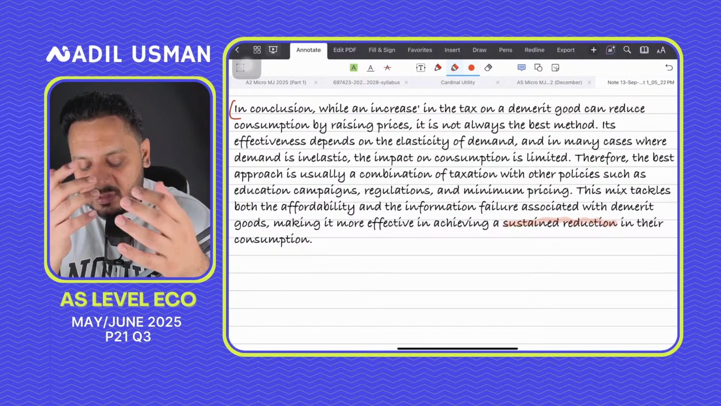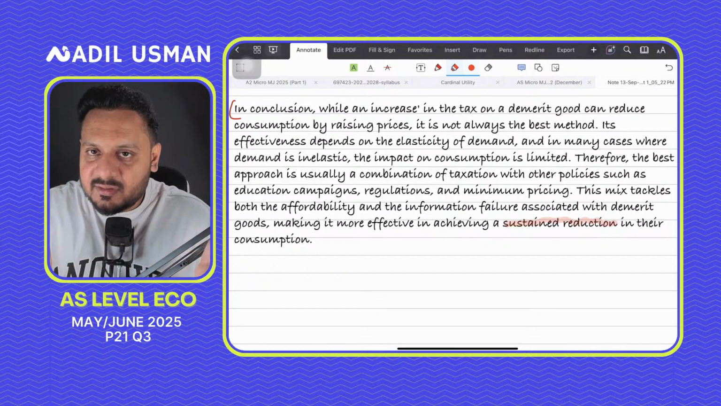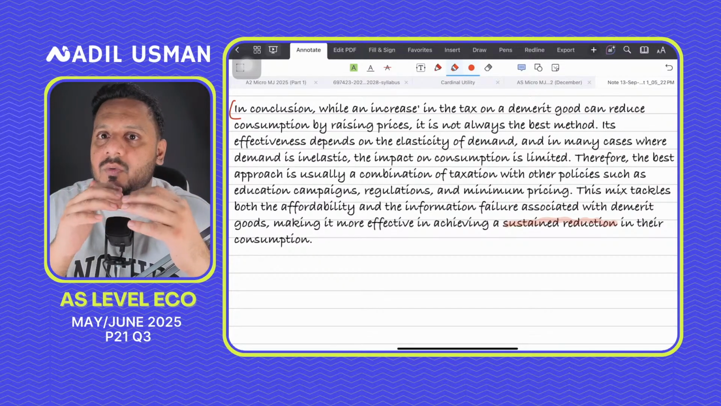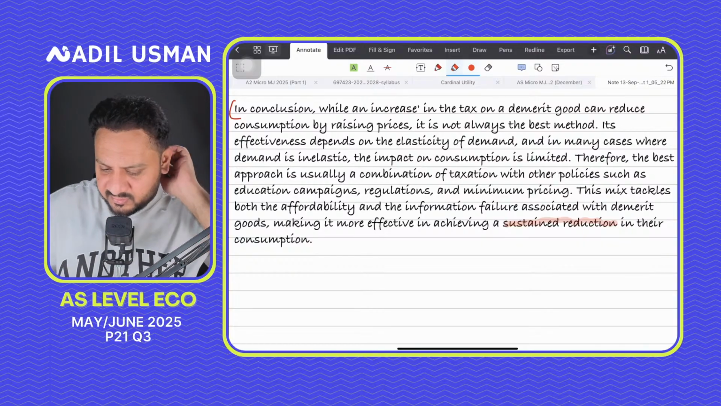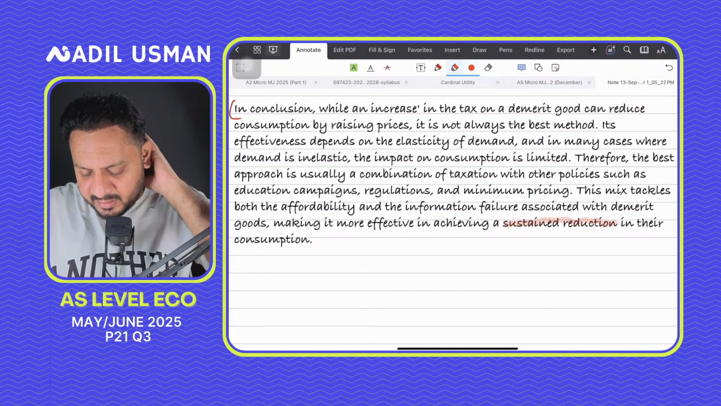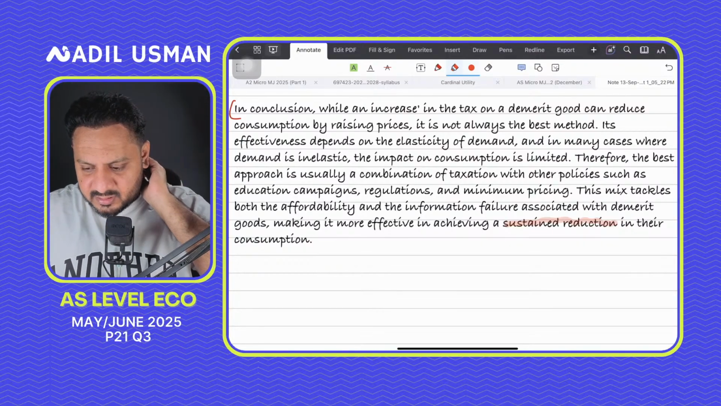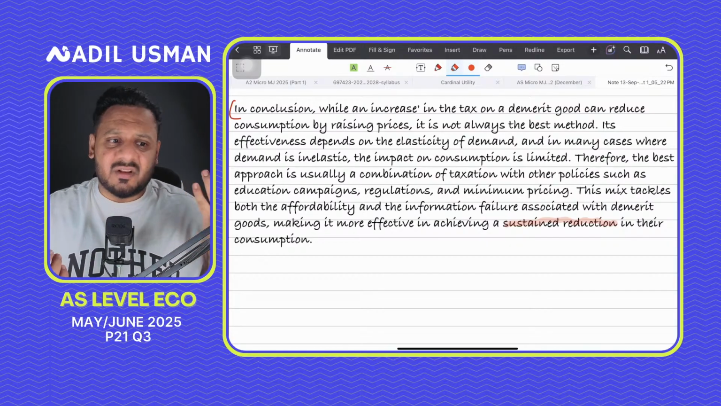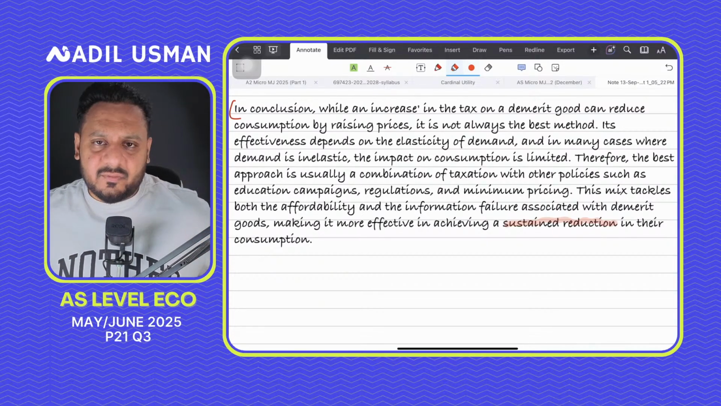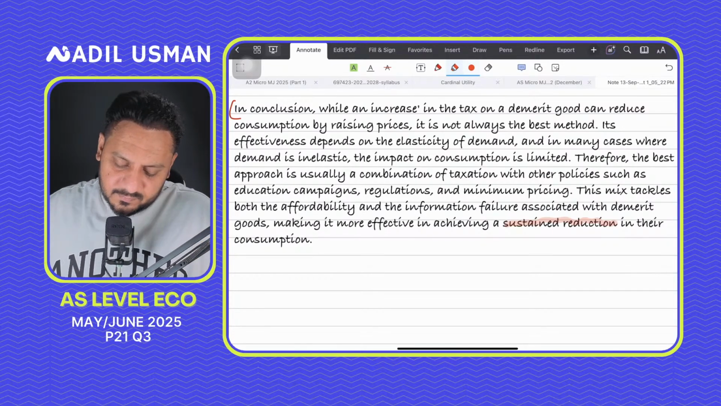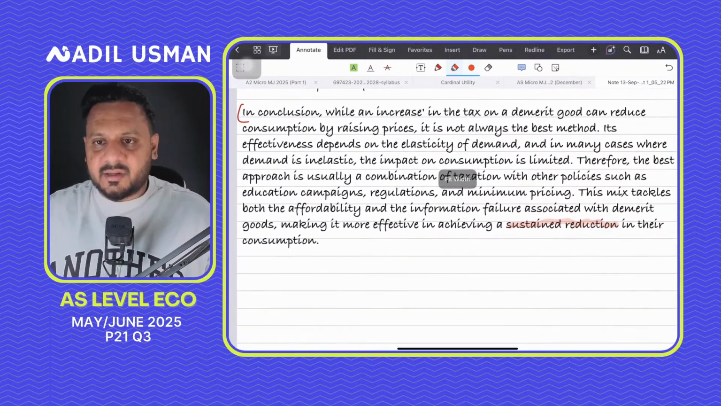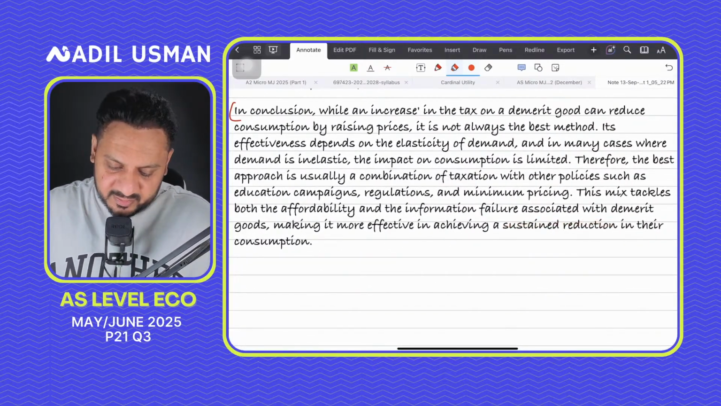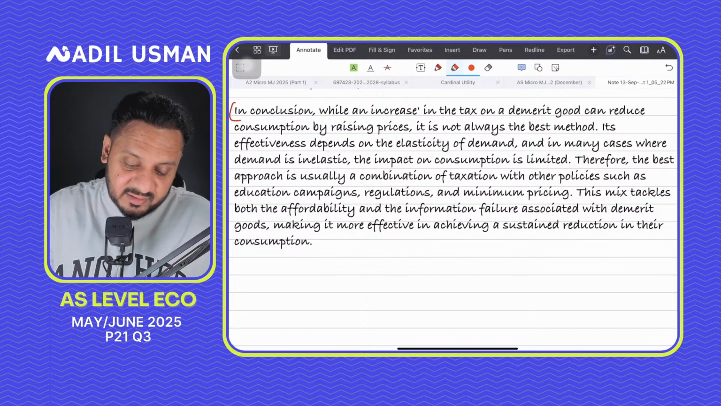So a sustained reduction means that it would only be sustained if you address the root cause, that is, you tell these teenagers why vaping is bad and what the health risks associated with it are. Right? So there is information failure. People think that vaping is less harmful, but it is not, right? So making it more effective in achieving a sustained reduction in their consumption, and that is where you get really good marks, or level 3 marks.